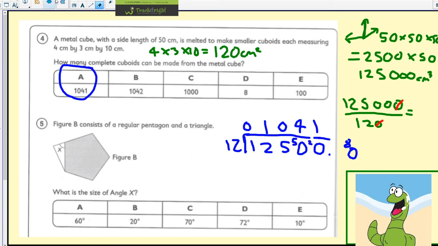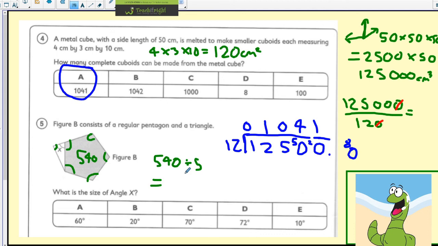Right, for number 5, let's have a look. Figure B consists of a regular pentagon and a triangle. What's the size of angle X? So I need to know some rules about my triangles. First off, it looks to me like a right angle triangle. I also know that all the angles in my pentagon are going to add up to 540. So because it's a regular pentagon, if I divide 540 by the 5 angles, I'm going to work out the size of my angle.